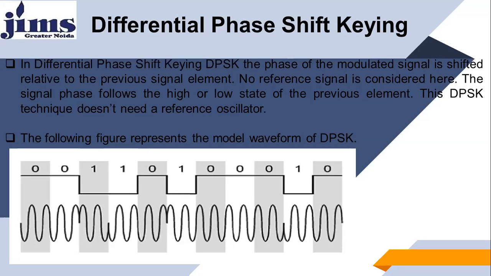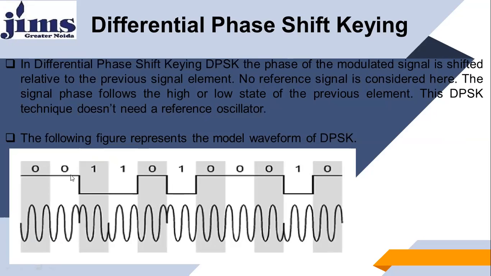So no reference signal is considered here. The signal phase follows the high or low state of the previous elements. This DPSK technique doesn't need a reference oscillator. So the following figure represents the model waveform of DPSK. Look at this particular waveform.